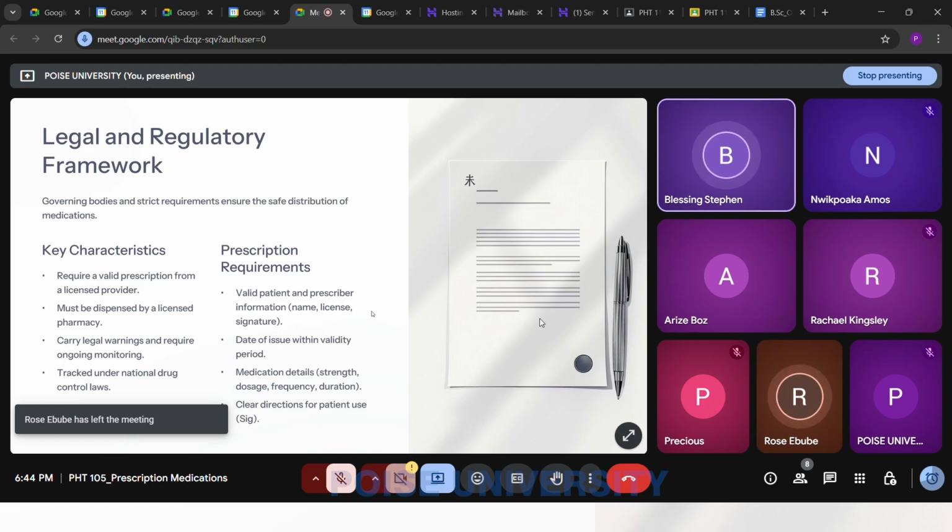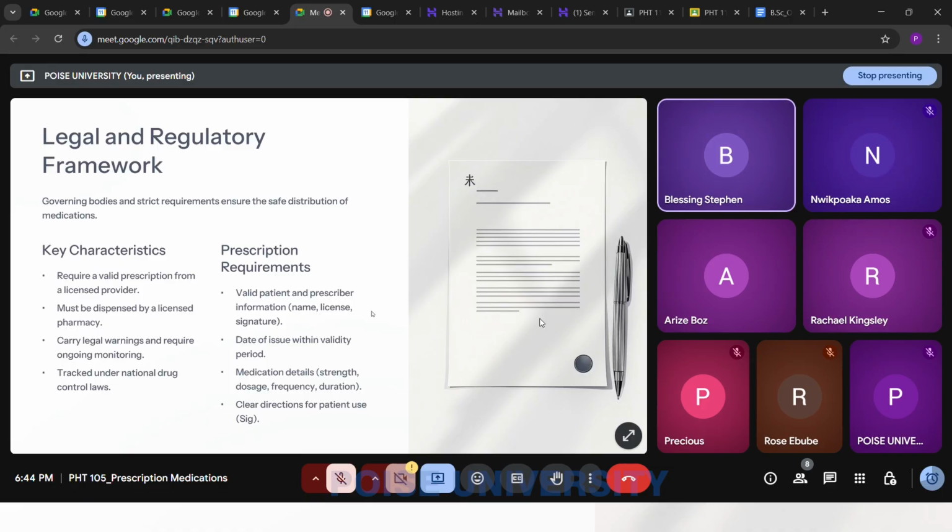So when we talk about the importance of prescription medications in healthcare settings, what's one of the reasons that you can remember? Why are prescription medications important in healthcare settings? Hello, Rose.